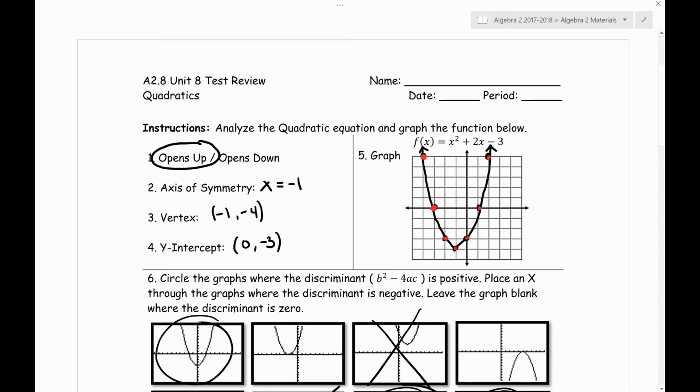Now, this particular quadratic opens upward. Look at how the arrows are pointing upward. That is how I know that this quadratic opens up. The axis of symmetry cuts this parabola in half through the x value of -1. The vertex is this point, (-1, -4). The y-intercept is where the parabola crosses the y-axis at (0, -3).